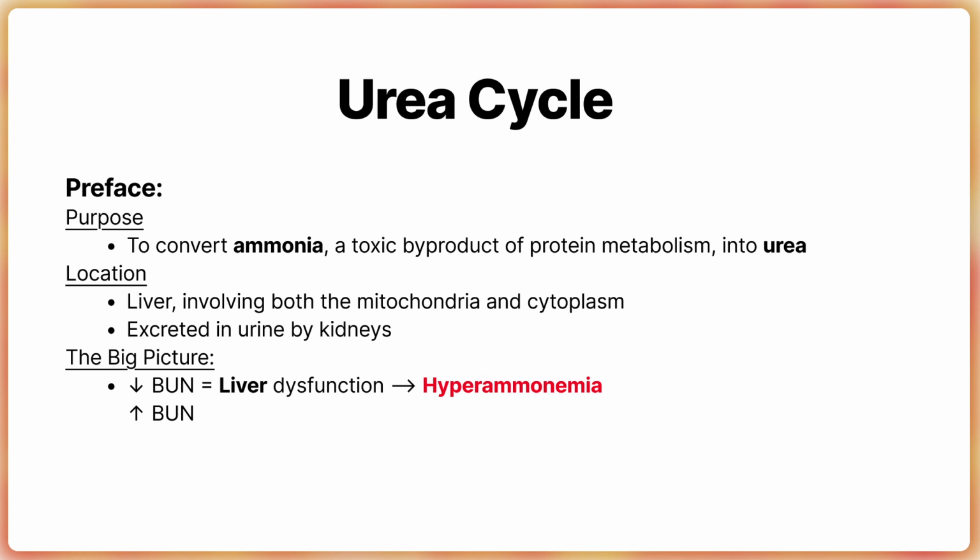On the other hand, a high BUN means that urea levels are increased. This means that the liver is working perfectly fine to produce urea. However, the kidneys are failing to excrete it, causing urea to build up in the blood, a condition known as uremia. Both hyperammonemia and uremia are conditions that involve disruptions to nitrogen metabolism, and they can have overlapping features. We'll look at them in a bit more detail right after we cover the urea cycle pathway itself.